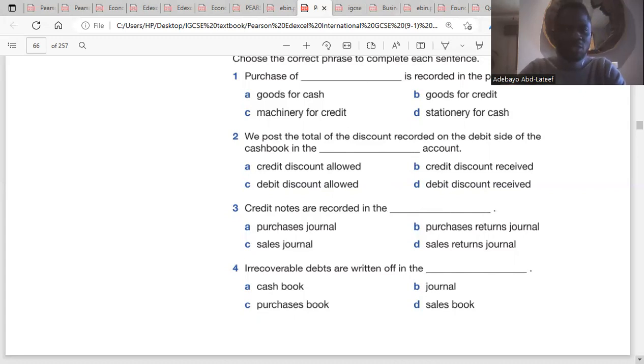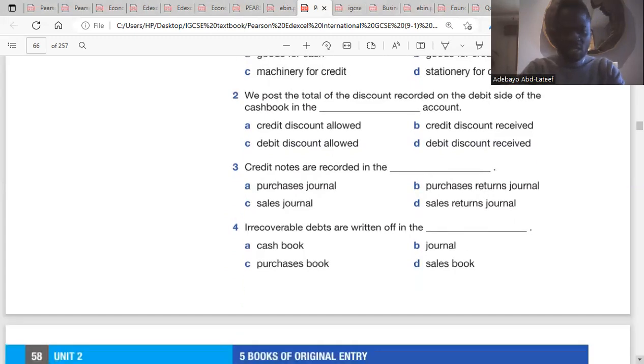On the credit side, we have discount received. Right. So here the question is saying, what are we going to post? Which discount are we posting on the debit side of the cash book? It is discount allowed, debit discount allowed. I think it's clear. C. Then the third question, they said, credit notes are recorded in the credit notes.